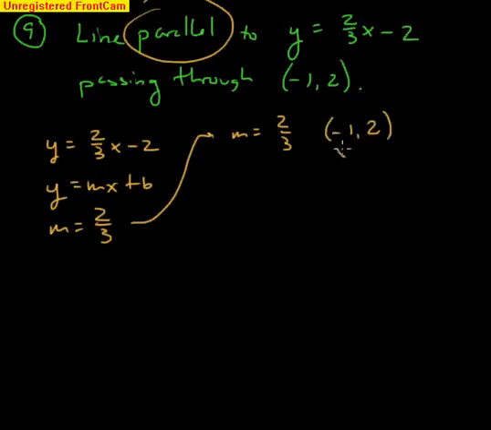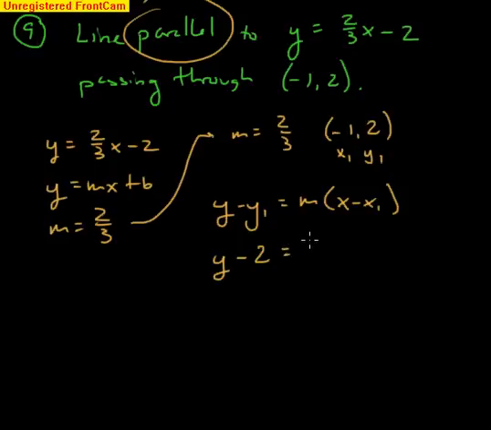We are going to use point-slope form. This is your x1 and your y1. If you remember point-slope form, y minus y1 equals m times x minus x1. We are going to eventually get it to look like slope-intercept form, but it's going to take a little bit of work. The first thing we do is plug in our 3 numbers. y minus 2 equals 2/3 x minus, and x1 is -1.